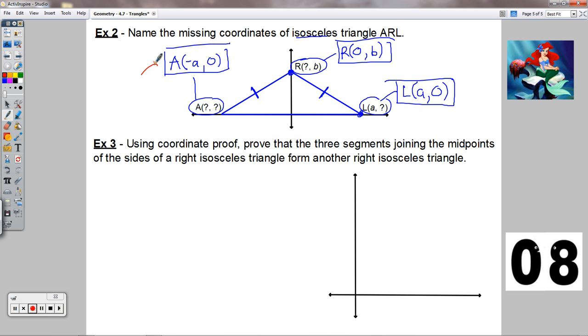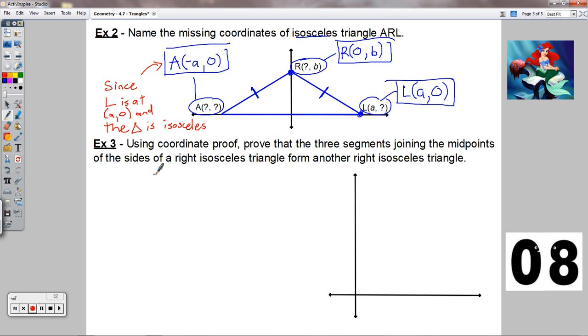If you want to make a little extra note, this is true since L is at A, 0 and the triangle is isosceles. So that's the case because of that.